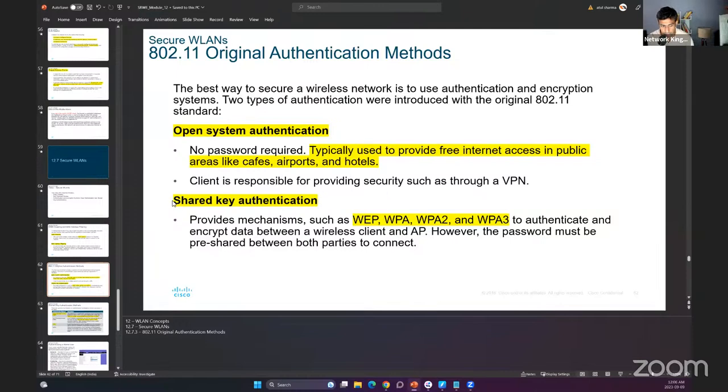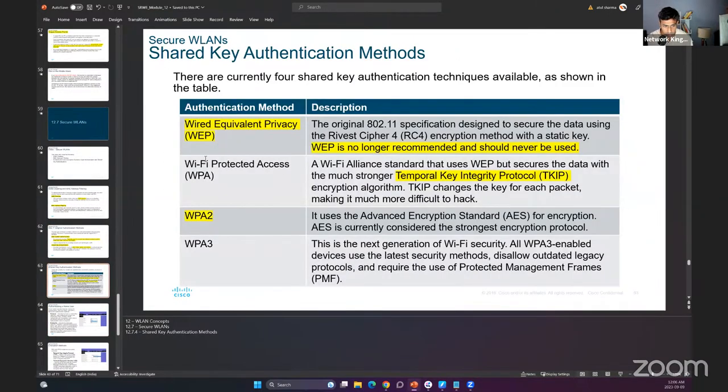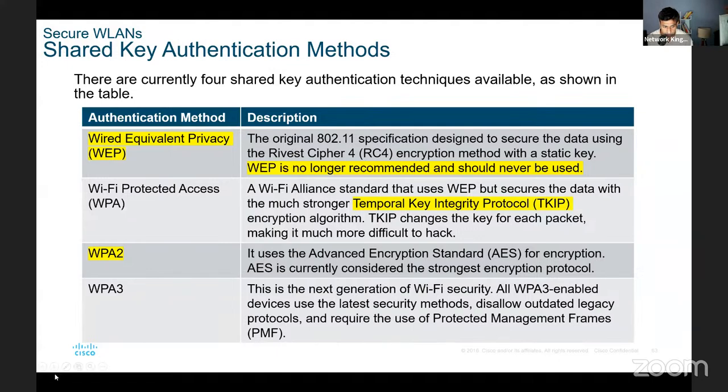And then in normal home networks, we use shared key authentication: WEP, WPA2, WPA3, all those. Very, very important. WEP is not encrypted. Then we have WPA, which uses Temporal Key Integrity Protocol. Then we have WPA2, which is more secure because it uses AES, Advanced Encryption Standard. The same thing you may have heard in IPsec also, AES. WPA3 uses a combination of AES and TKIP, which is the latest generation for Wi-Fi enabled devices, and it is the most secure method in Wi-Fi right now.